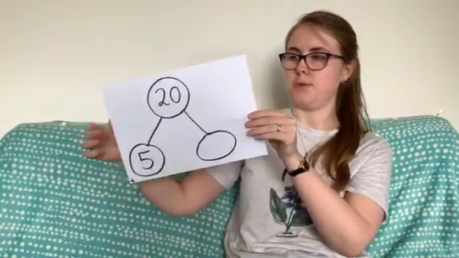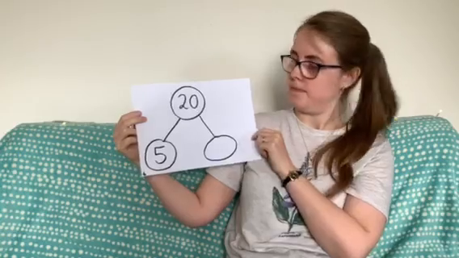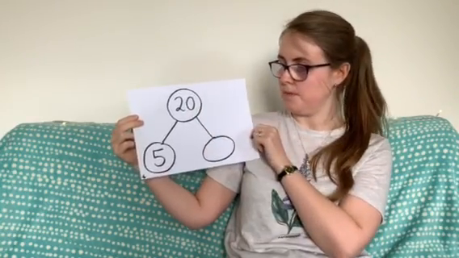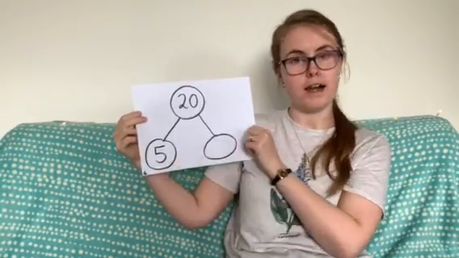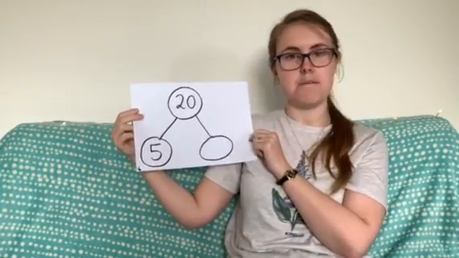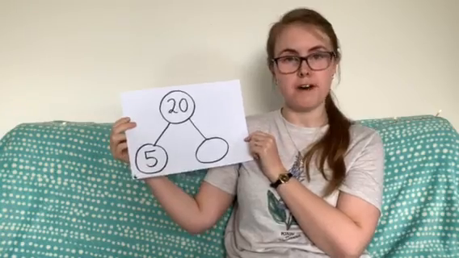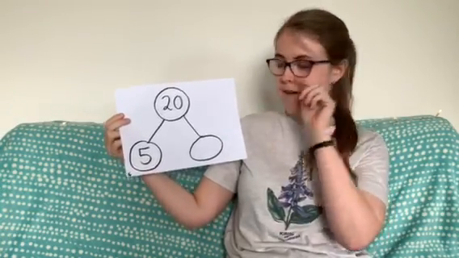Now we're going to be using part-whole models to think about our factors today. So I've got my part-whole model here, and remember our whole goes at the top. So 20 is my whole. Now 5 is one of the factors of 20. But as you can see, there's a missing factor here. Now this is what you're going to be doing today. You are going to be finding the missing factors.